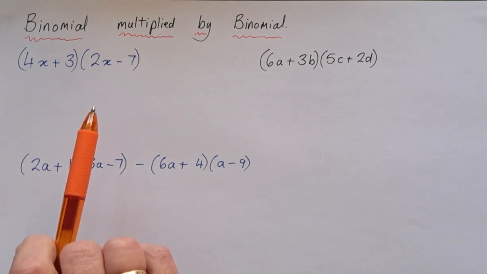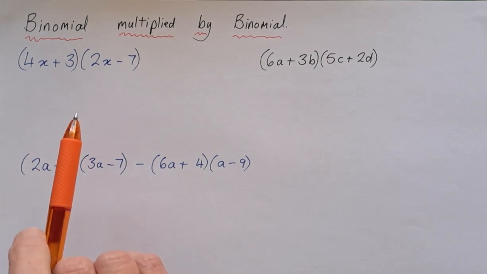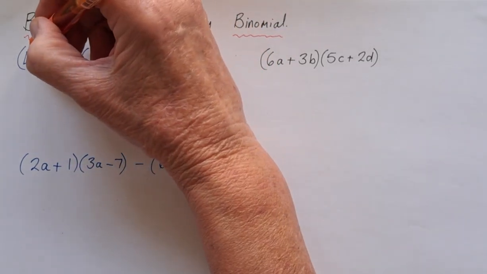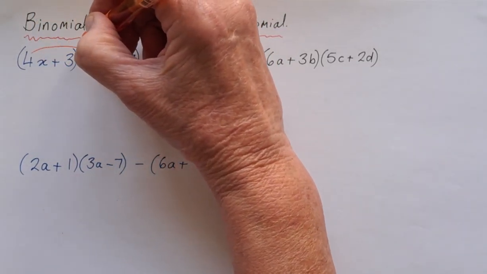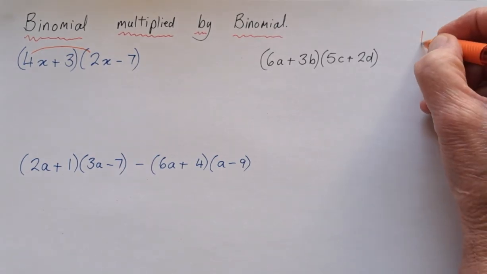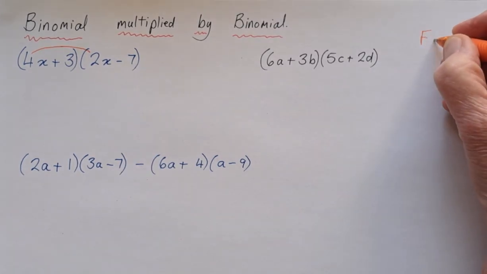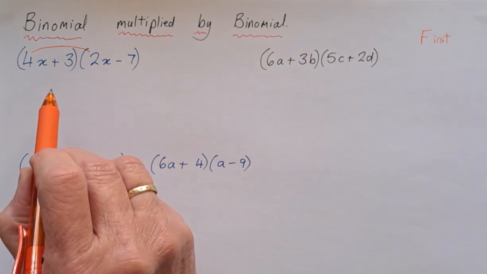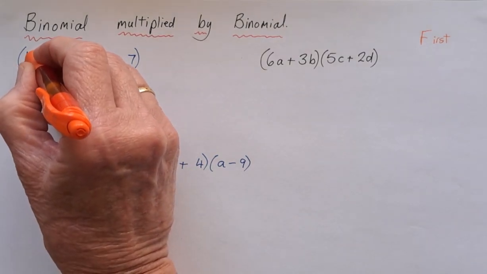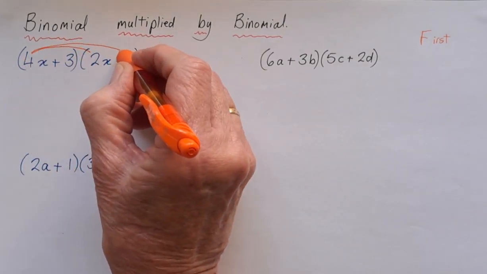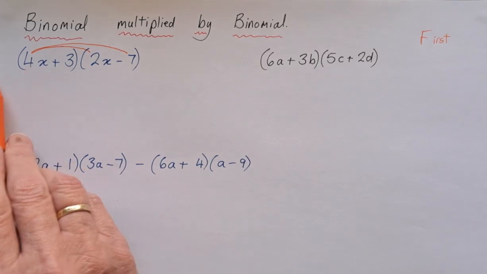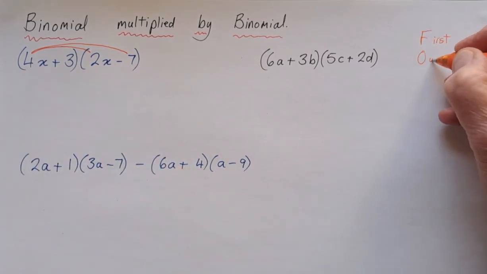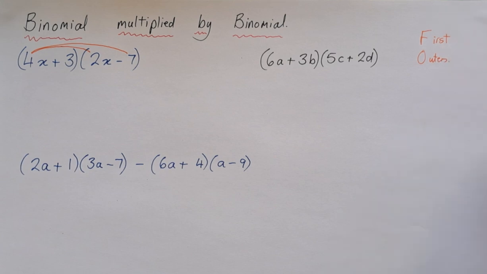So the easiest way to do that is with an acronym FOIL, and what we do is we multiply the first one in the one bracket by the first one in the other bracket. So that stands for first. Then we multiply the first one by the other one in the other bracket. And if you look, this is on the outer side and that's on the outer side. So we say multiply the outers together.